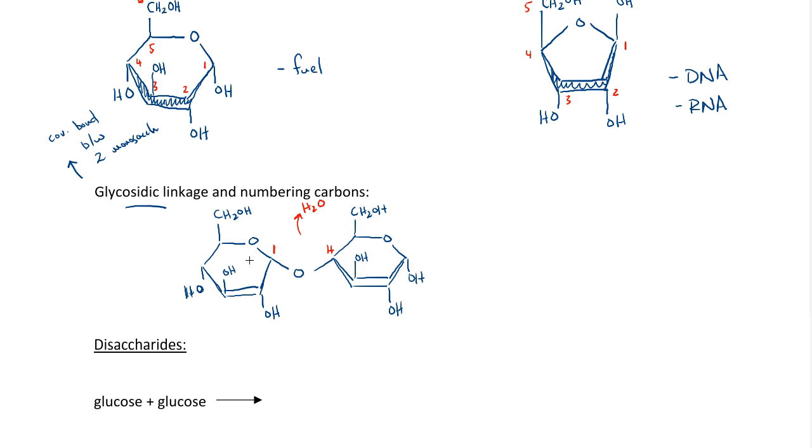And because these are both alpha carbons that I've drawn, down, down, up, down, and this would have been down, down, up, down, this is called an alpha 1,4 glycosidic linkage. And if they were beta carbons, it would be a beta 1,4 glycosidic linkage. Sometimes you'll see joining between the carbon 1 and carbon 6, and that would be a 1,6 glycosidic linkage. So that's what we're talking about when we talk about those numbers.